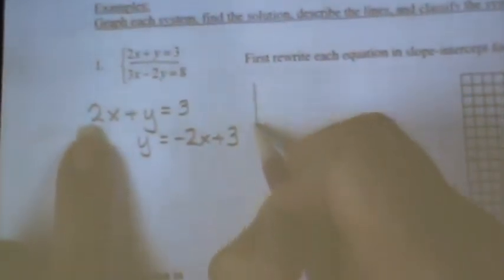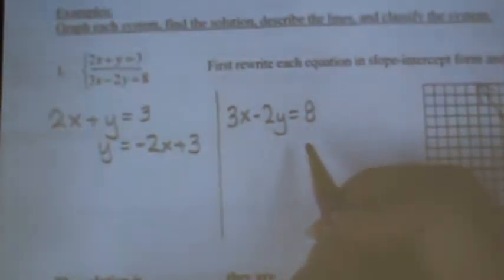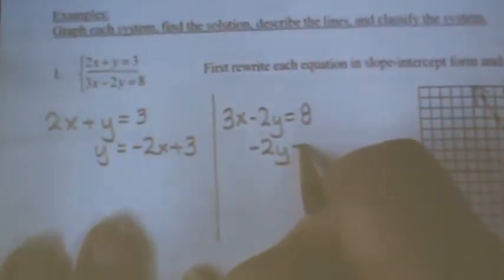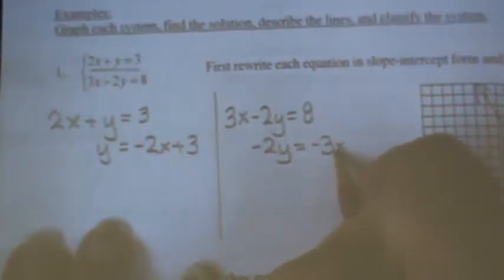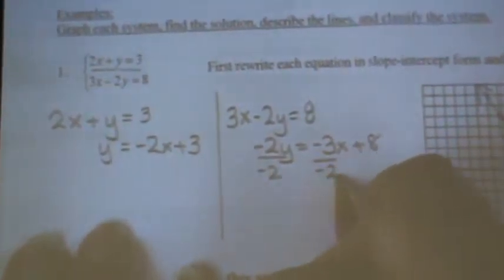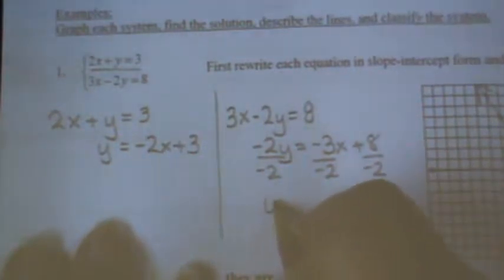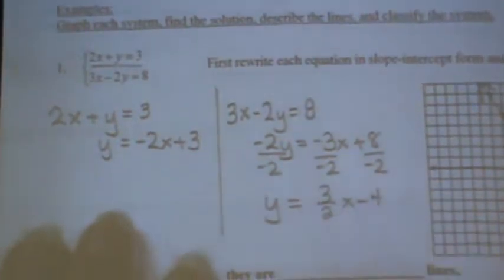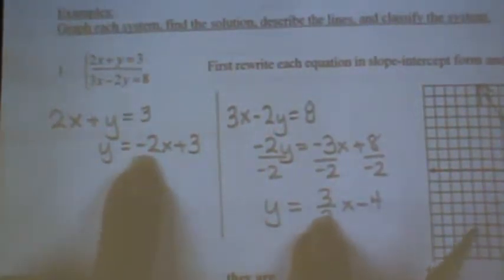Next, go to the next equation. So you have 3x minus 2y equals 8. We have to graph this one. So bring the 3x to the other side. Make it -3x. And divide everything by -2. So you get y equals 3 halves x minus 4. So I know that their slopes are different. They're going to collide. They're going to intersect.